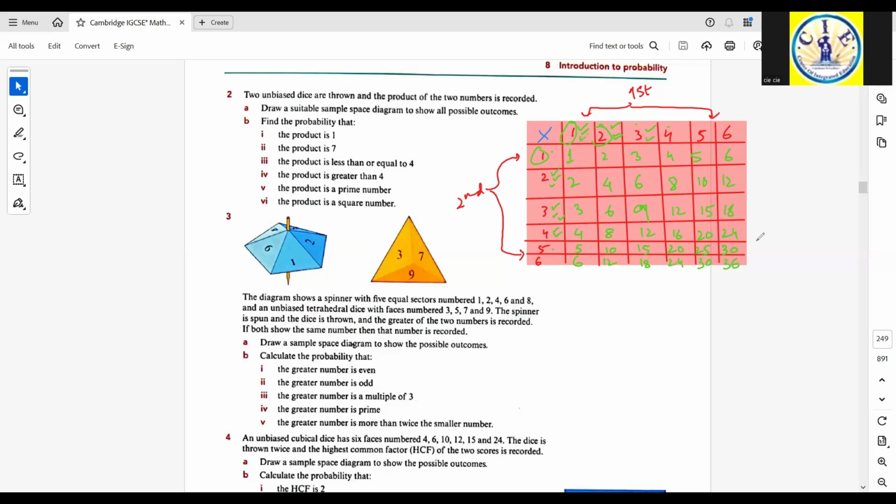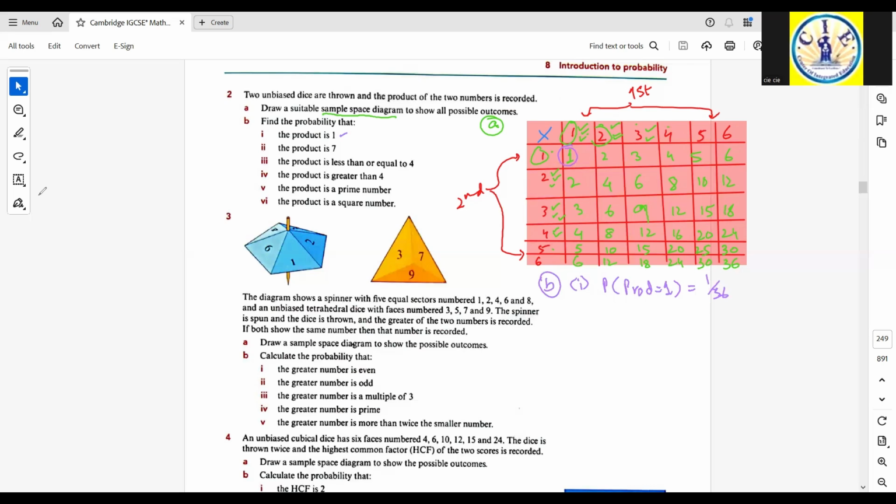Okay, this is the sample space diagram of part A. Okay, now for part B. Part 1. Find the probability that the product is 1. From the whole of this table, you can see this is only 1 times 1. So its probability is going to be 1 by 36.